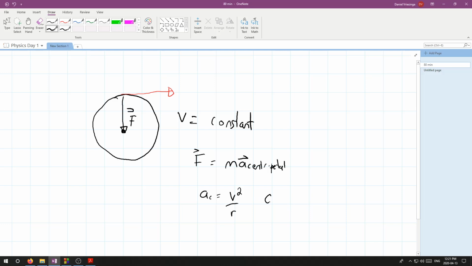And to take that even a step further, if you replace v with 2 pi r over t, which is the distance around the circle divided by the time it takes to go around the circle, the period, then we got a couple of other formulas. I think it was 4 pi squared r over t squared, and we also got 4 pi squared r times the frequency squared as well, because frequency is equal to 1 over the period.